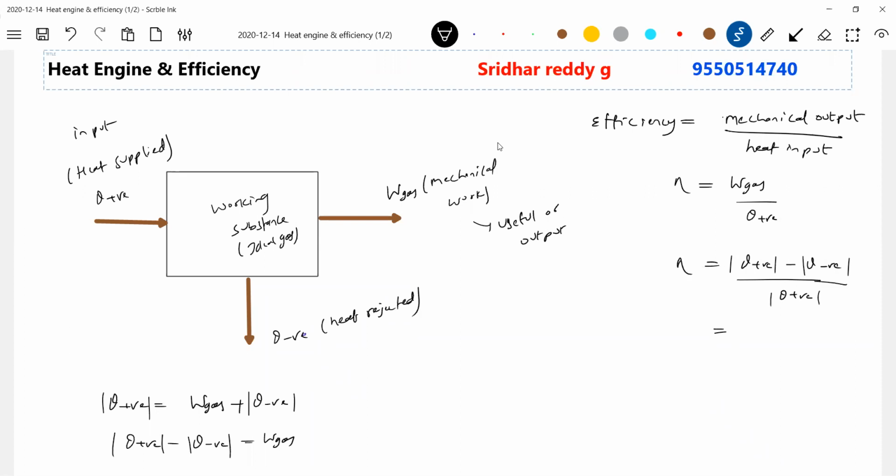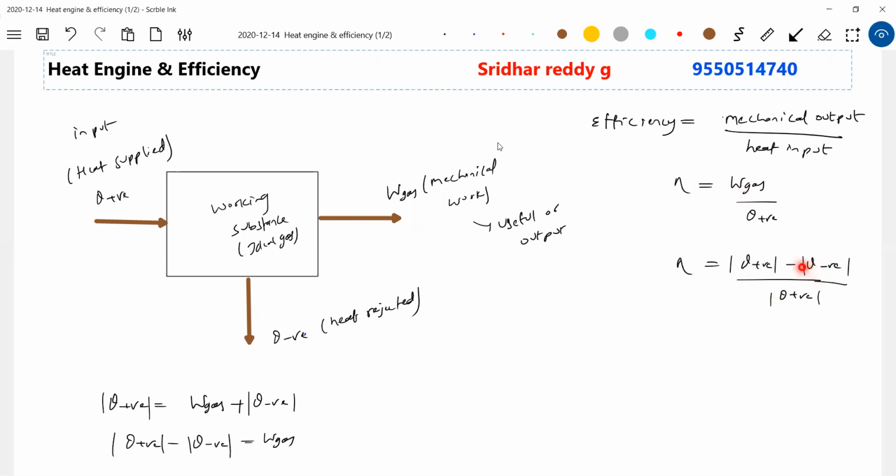So if you want to find out efficiency, you calculate the net work done by the gas in one full cycle and the net heat absorbed by the gas. Take the ratio of that. Or else we can also go for this one: net heat absorbed minus net heat rejected, divided by net heat absorbed. Is it possible for Q negative to be 0?